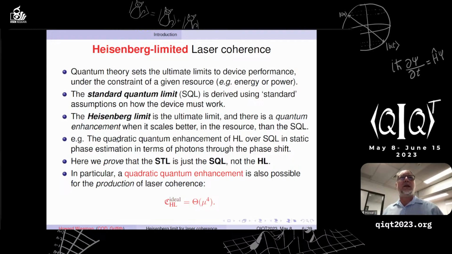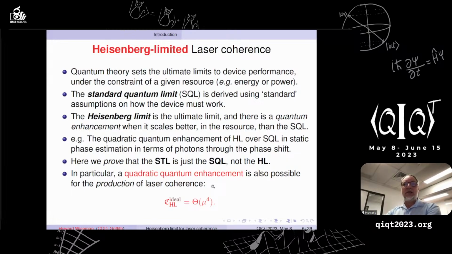The most famous example of this is the quadratic quantum enhancement of the Heisenberg limit over the standard quantum limit in the task of estimating a static phase, where your resource is the number of photons that pass through the phase shift that you're trying to estimate. The important thing here is that we prove that the STL is just an SQL. The Schawlow-Townes limit, which I showed you on the previous page, is just a standard quantum limit. It comes from standard assumptions about how lasers work. It's not the Heisenberg limit. And what we show in particular is that there is, again, a quadratic quantum enhancement possible for this task of the production of laser coherence.